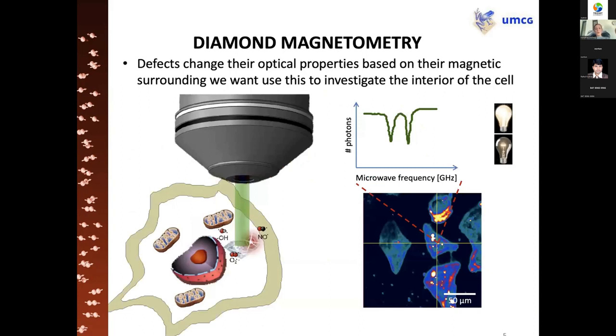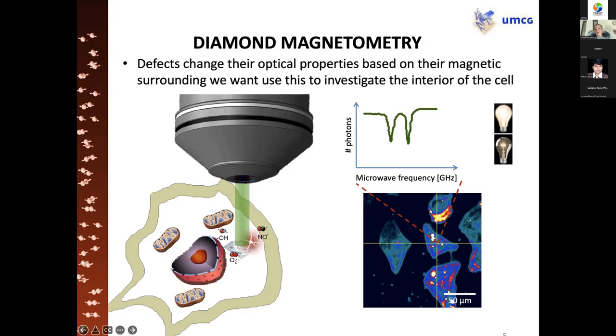So what do we do exactly? We make use of diamonds that contain so-called NV centers. This is a defect in diamond that changes its optical properties based on the magnetic surrounding. And we take these defects that are in nanodiamonds and we bring them, as shown here, into a living cell. And then we do all kinds of spin manipulation and we read out the signal that we see from this diamond here.